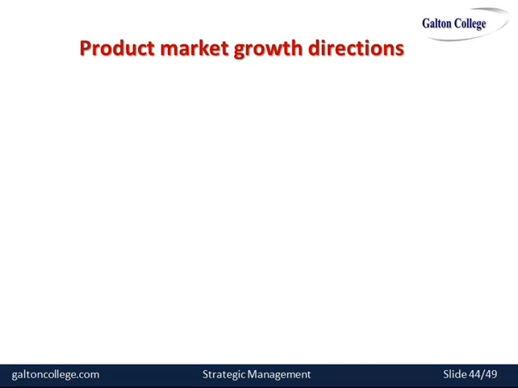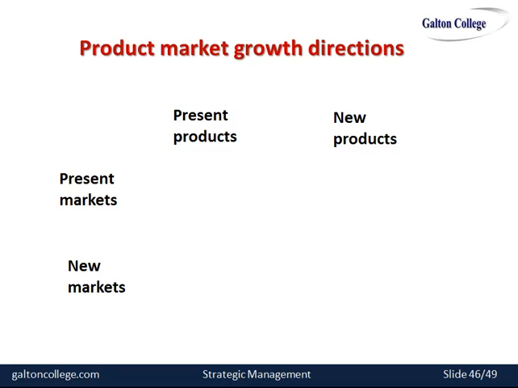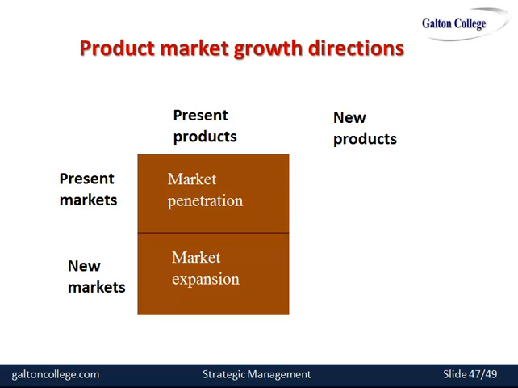Product market growth directions. Well, here's a model that we are familiar with. It's been covered in, again, several videos. But we can imagine present products, new products, present markets, new markets, and then we have, under present products, market penetration and market expansion. With new markets, we have the expansion. Present products into new markets.